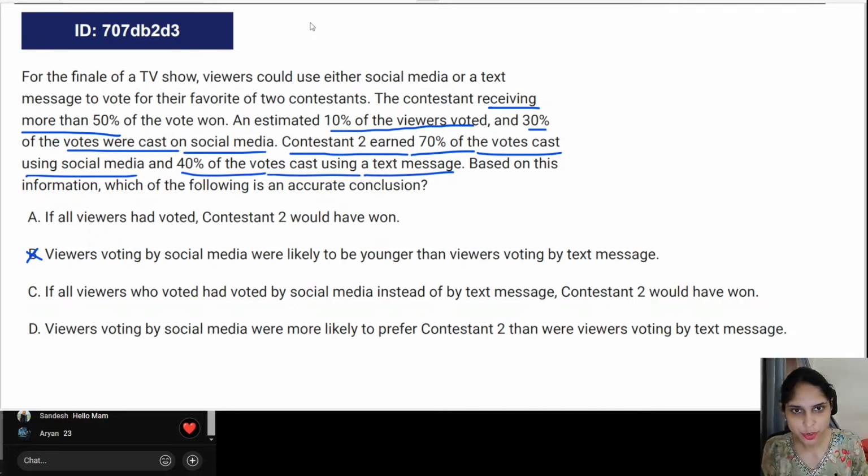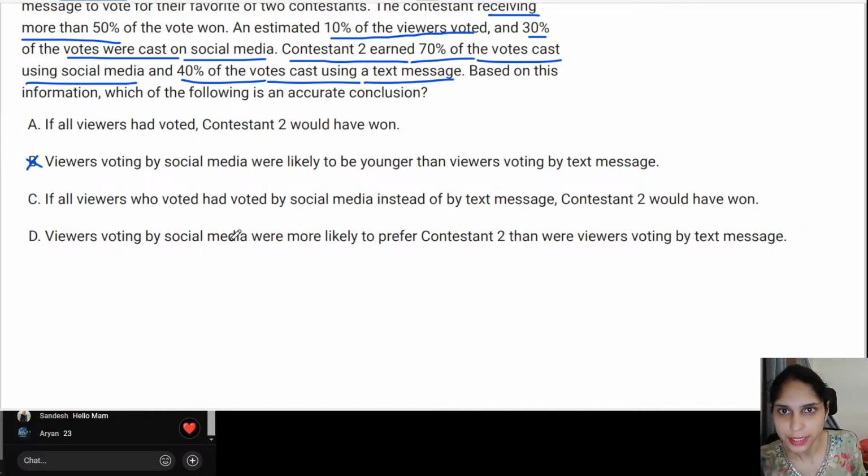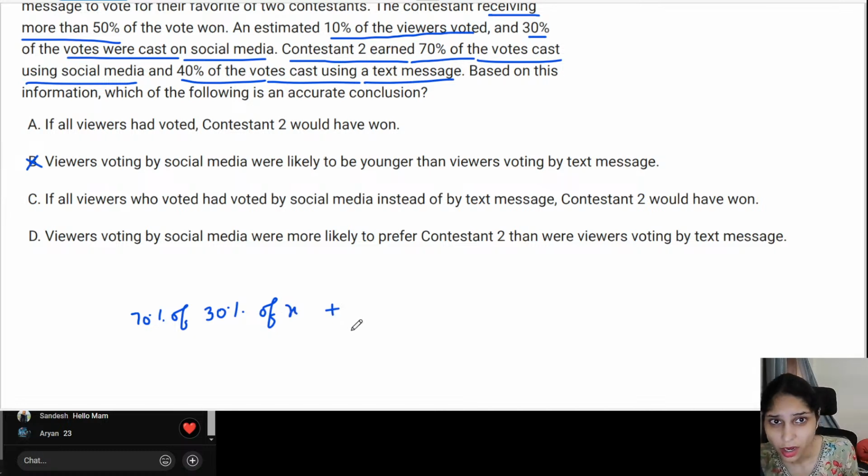And if I have to find how much percentage it is right now, it's 70% of 30% of 10% of X. Or because you're saying if all viewers had voted, I'm not assuming 10% of viewers voted, plus now 30% are cast on social media, so 70% have been cast on text message. So 40% of 70% of X.